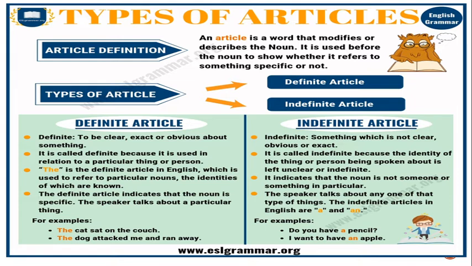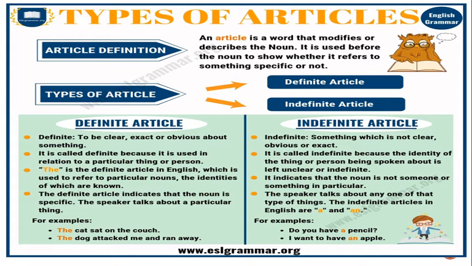Definite article. The word definite means clear, exact, or obvious about something. So it is called definite because it is used in relation to a particular thing or person. The article the is the definite article in English, which is used to refer to particular nouns, the identities of which are known. The definite article indicates that the noun is specific. The speaker talks about a particular thing. Example: the cat sat on the couch. The dog attacked me and ran away.